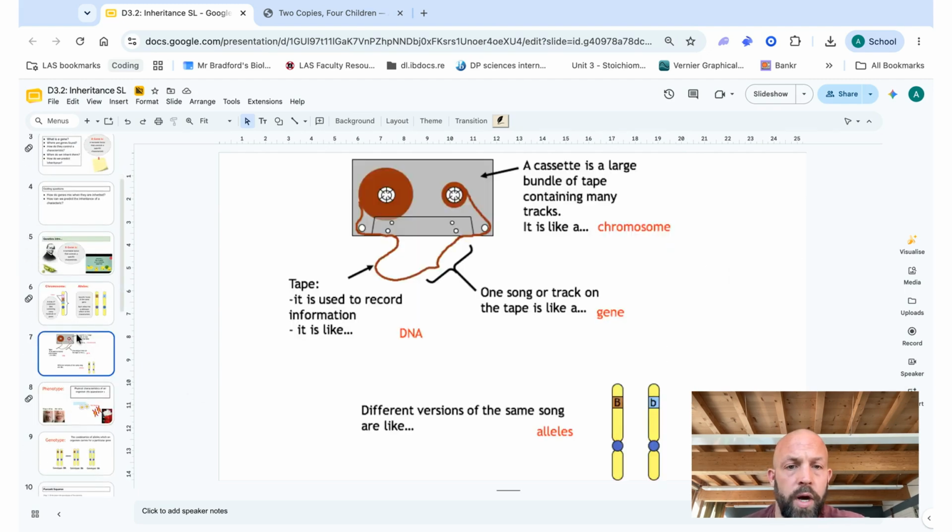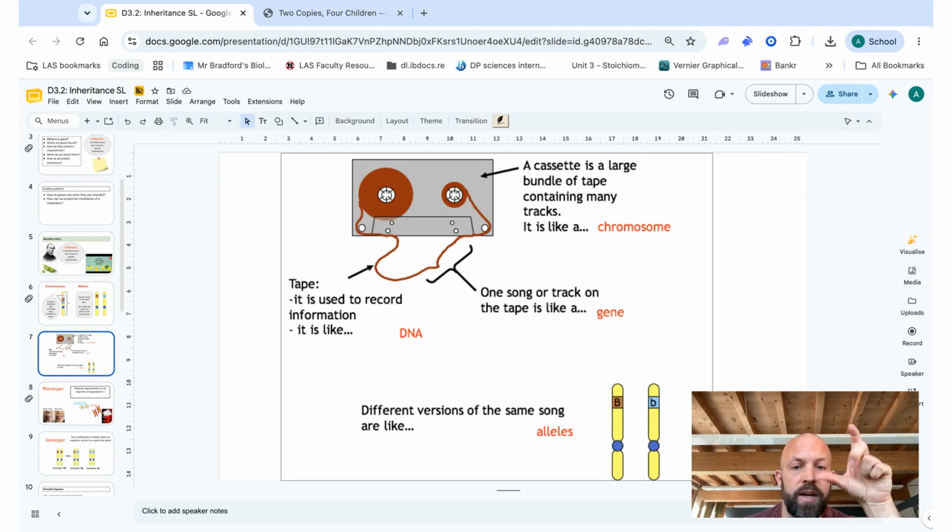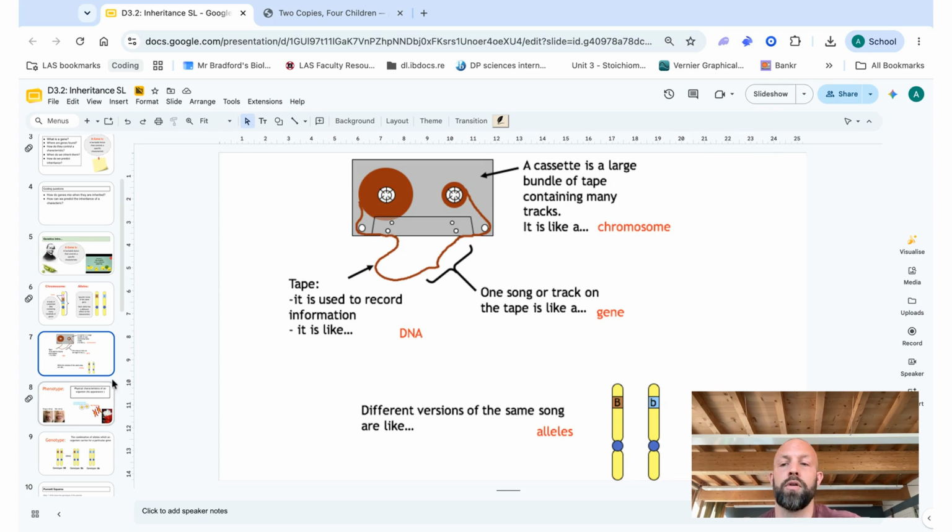Now, I'm old, so I had cassette tapes. You can think of a cassette tape as a chromosome. And then one song on that tape is a gene. And the tape itself would be like our DNA. And we could even say that being coiled up around here is like being wrapped around a protein, because we know that eukaryotic DNA is associated with proteins. And different variations of a song, like a remix, would be an allele.